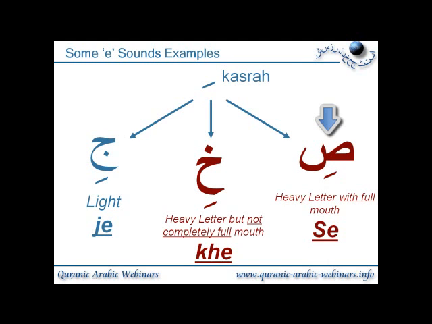So we'll pronounce this as Si. You're making a full mouth, i.e. your mouth is almost round. Your lips are just about making a round circle. You can see the E sound varies, but the Kasrah still gives the E sound on all of the letters. So again, we have Ji, Khi, Si.